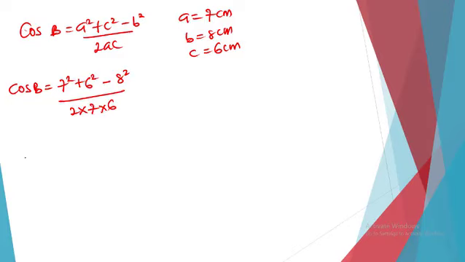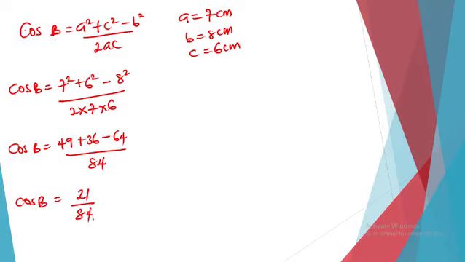Okay, let us continue. Cos B will then be equal to 7 squared is 49, then 6 squared is 36, 8 squared is 64, all over 2 times 7 times 6, which will give us 84. Our cos B is equal to 49 plus 36 minus 64, which will give us 21 over 84, and that will give us 0.25. So our B is equal to cos inverse of 0.25.